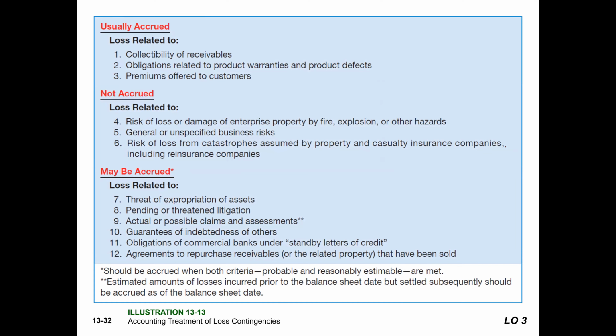This chart or graphic is out of your book, page 675. I'm not going to read through all of this. It's there for you guys to read through, but it just gives us some examples of some things that are usually accrued as a liability, not accrued, or could or could not potentially be accrued. But we talked about some examples. Again, you guys are welcome to read through that. It has that available for you in the book.